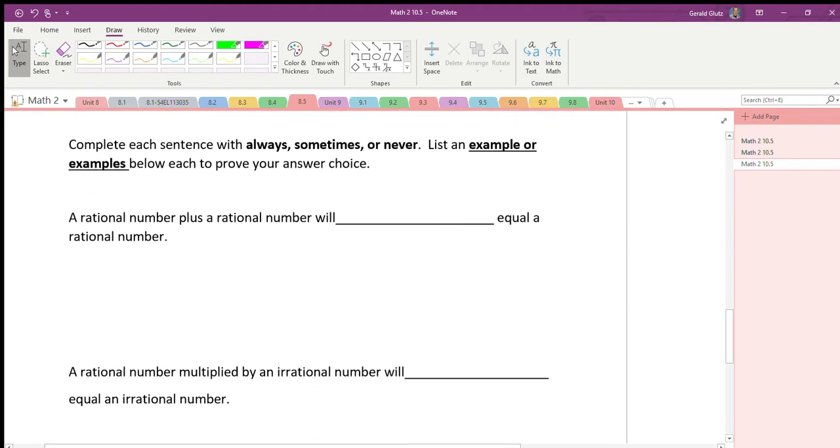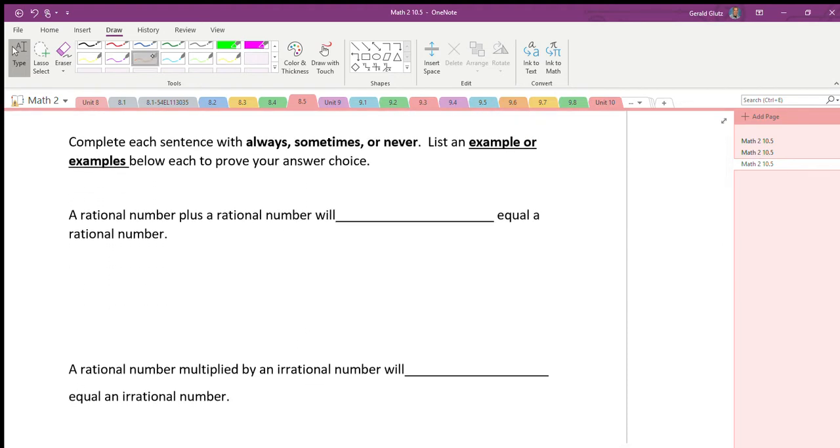Moving on to the next page. So we got to complete these statements with always, sometimes, or never. And then we got to list some examples. If we have a rational number plus a rational number, will it always, sometimes, or never equal another rational number? So for example, if I have 9 plus 3, those are two rational numbers. That would equal 12, which is a rational number. So this is rational, rational, rational.